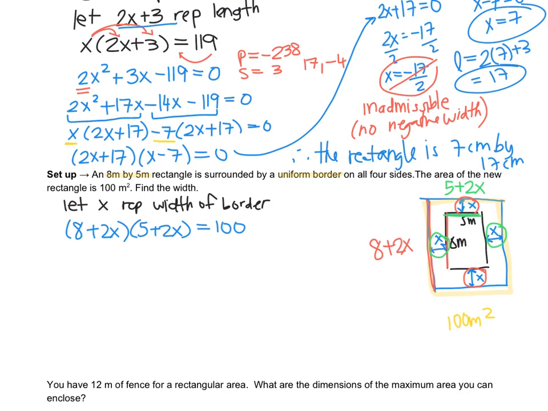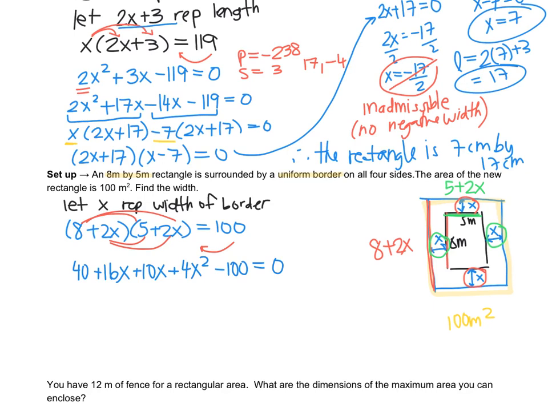So let's just get this ready to go, and then we'll go to the next one because we don't actually have to solve it because that part's repetitive. So I'm going to do some FOIL here, and I'm also going to bring the 100 to the other side. So 8 times 5, 40. 8 times 2x, 16x. 2x times 5, 10x. And 2x times 2x, 4x squared. When I bring the 100 over, it becomes negative.